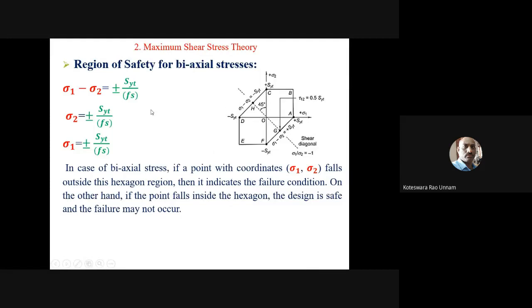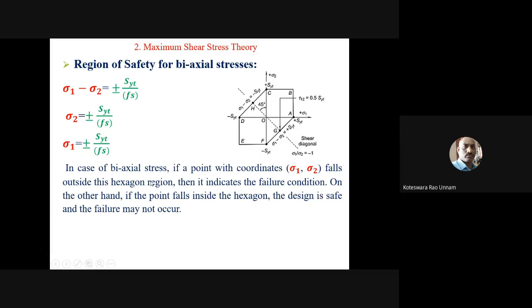Now these are the equations we already saw in yesterday's class. These are the failure equations: sigma 1 minus sigma 2 is equal to SYT by Fs, sigma 2 is equal to SYT by Fs, and sigma 1 is equal to SYT by Fs. If you look at these equations, in all of them I am using only SYT. I am not using SUT. So in these equations you cannot see SUT, which means this theory is suitable for ductile materials. It is not suitable for brittle materials.